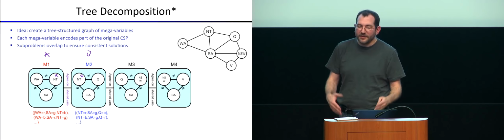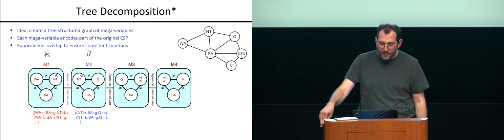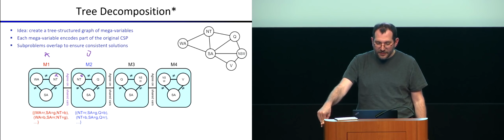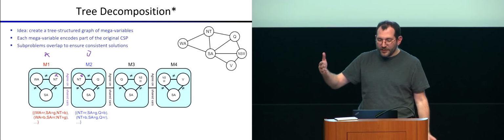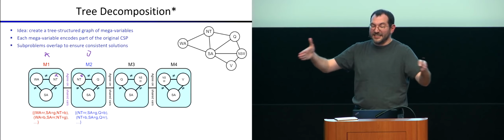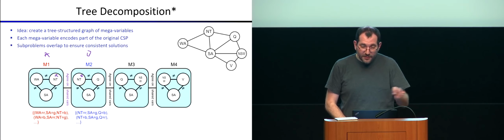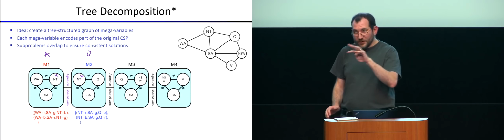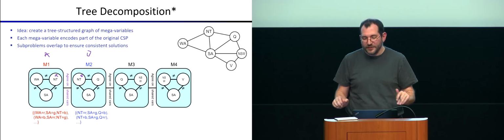And that means that if they were explicit, they would say things like WA red, SA green, NT blue, and NT blue, SA green, Q, whatever, that is okay, because it's consistent. Okay? And then if you solve this, you'll have a solution to the whole thing, because each little piece is happy and they're all coherent, which means the whole thing is happy all at once, and you have a solution.